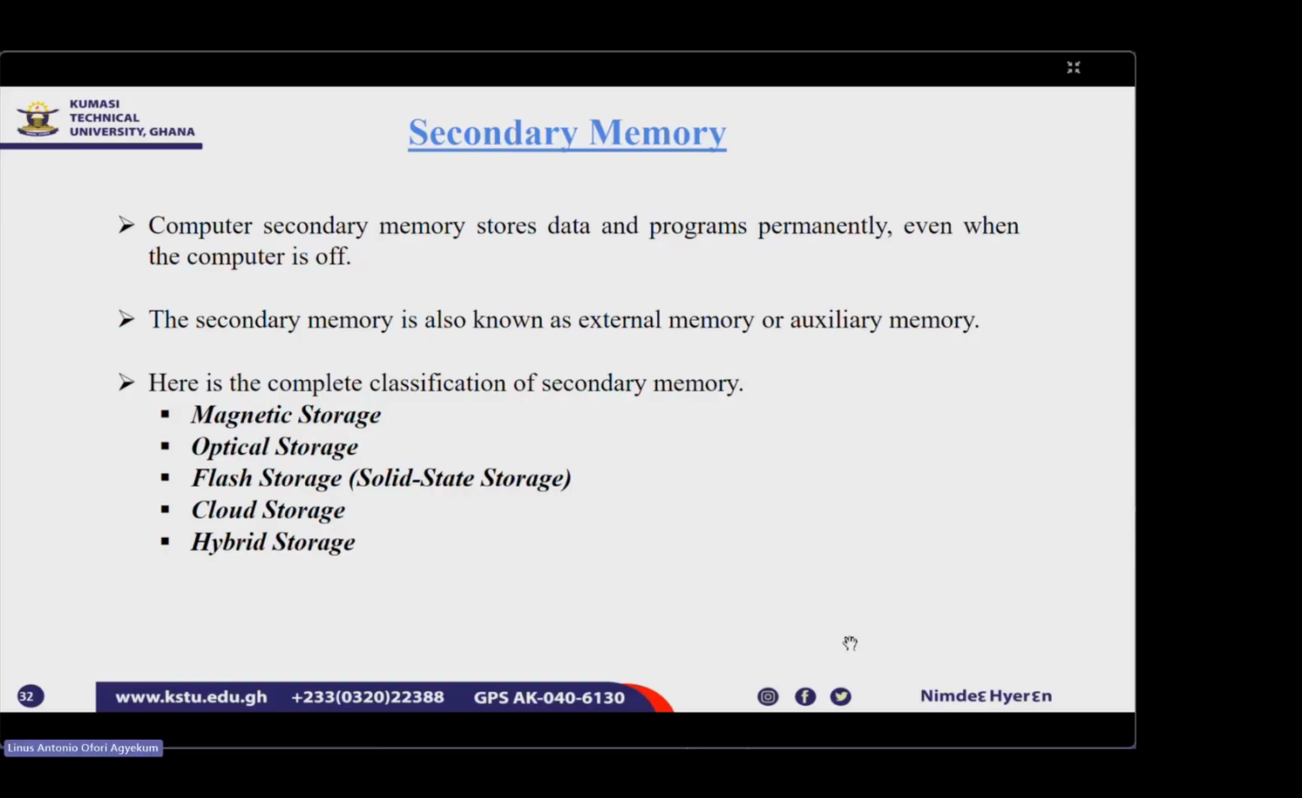So we can classify the secondary memory into magnetic storage, optical storage, flash storage, that is solid state storage. We can also have cloud storage, where you have Dropbox, Google Cloud. Today you have Google One. We have OneDrive. You can name them. iCloud. These are all examples of cloud storage. Then we have hybrid storage.